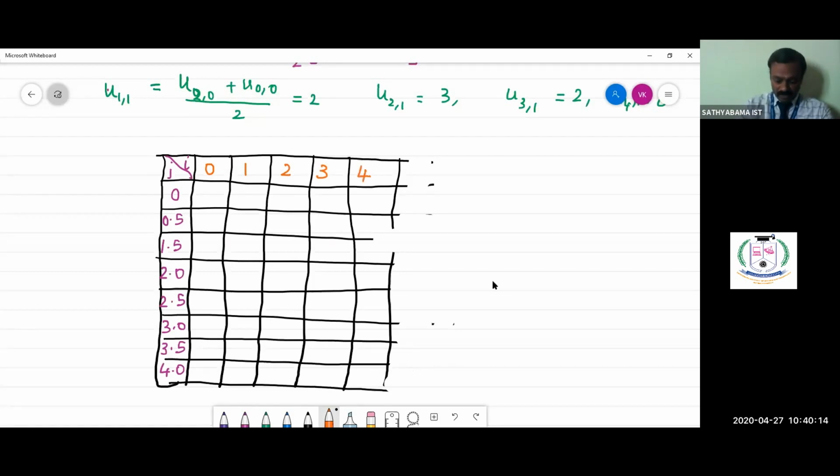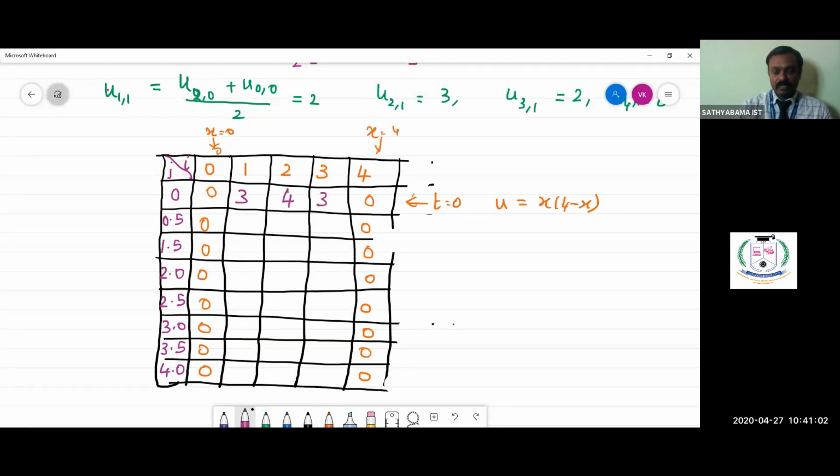Just apply the boundary conditions. When x is equal to 0, it is 0. So it's 0, 0, 0, 0, 0, 0, 0, 0. And when x is equal to 4, then also it is 0. So 0, 0, 0, 0, 0, 0, 0. When t equal to 0, u is equal to x into 4 minus x. So substituting x equal to 0 here, we get 0. Then substituting x is equal to 1, 3. x is equal to 2, 4. x is equal to 3, it is 3.